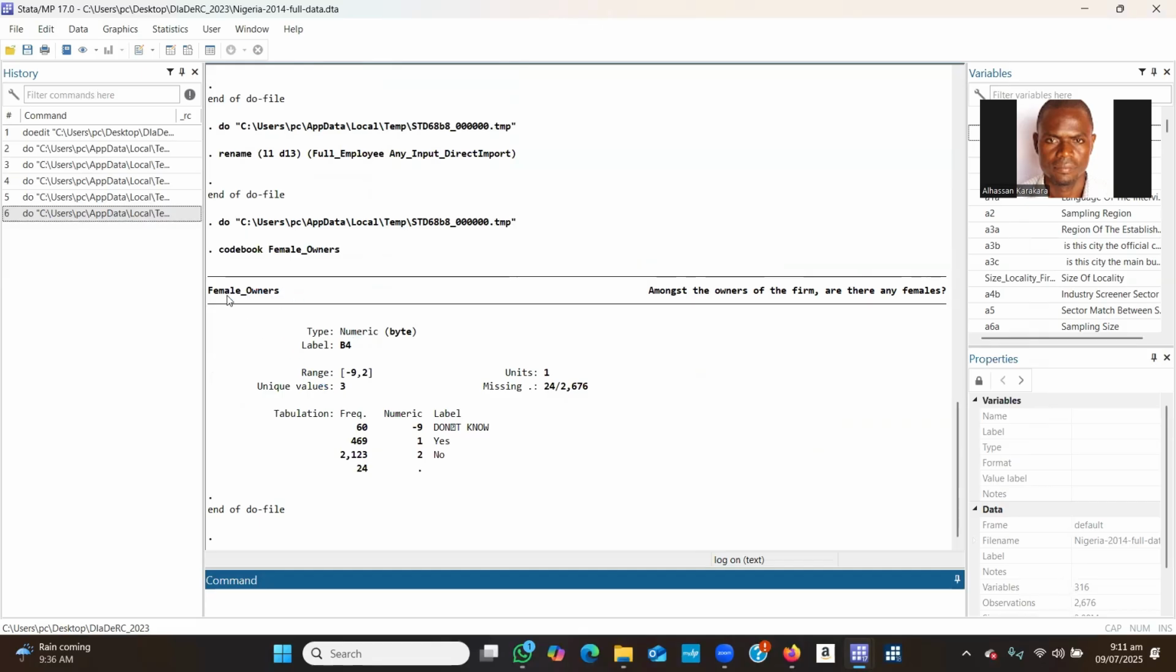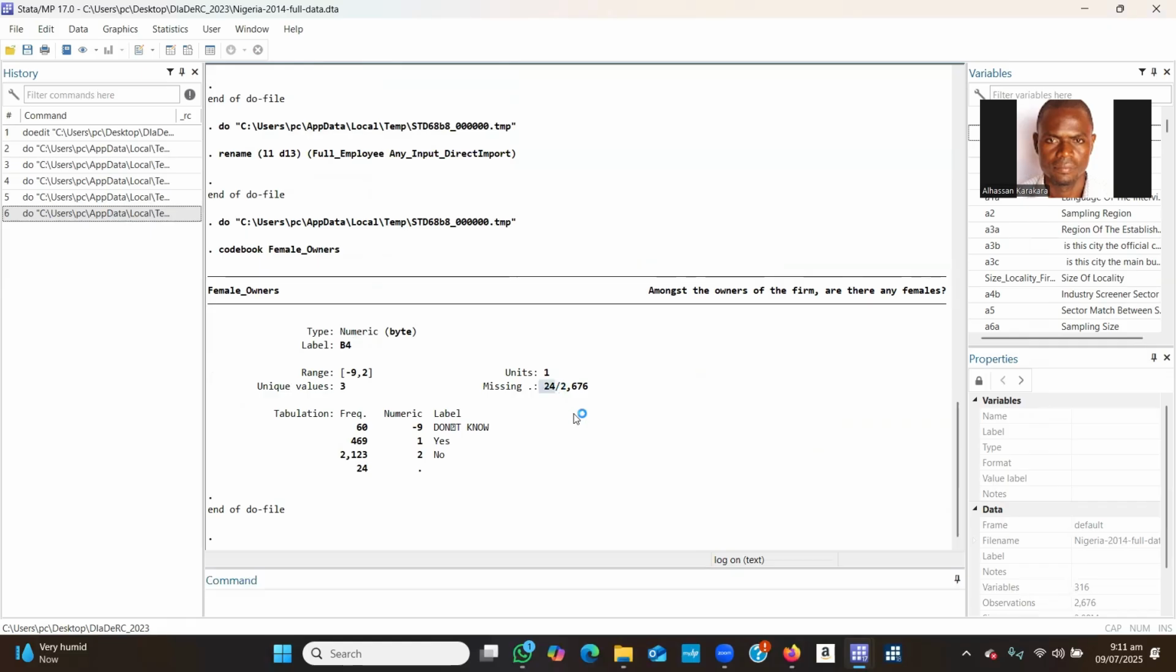So after code booking the variable, you see the missing variable: we have 24 responses missing. It means that 24 of the firms didn't indicate whether they are female-owned or not. The question was left blank. So if you want to do analysis with gender ownership, you need to drop them because they didn't indicate whether they are males or females. Perhaps the questionnaires were left blank. So we need to drop these guys.